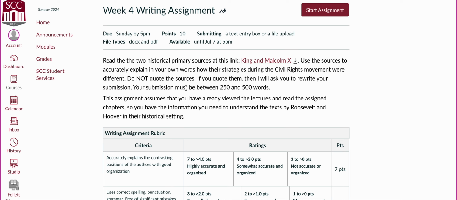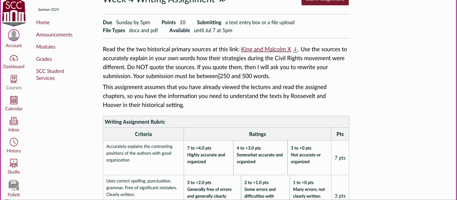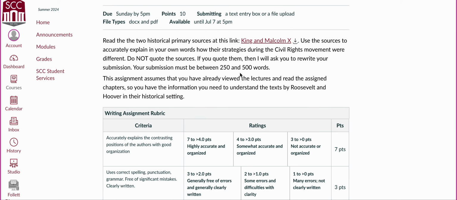You're not going to quote any of these sources. You're going to just go ahead and write it in your own words. If you do, it will be a rewrite on your end. It just needs to be around 250 to 500 words. And as always, the assignment assumes you've already viewed the lectures and read the assigned chapters.